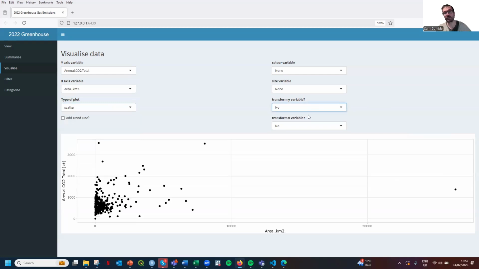And let's start out with no transformations just to see how this looks, because looking at my scatter plot of area versus CO2 emissions, everything gets squashed into this bottom left-hand corner, and it's very hard to work out any sort of relationship at all between the variables. I might be tempted to try and overlay a trend line onto this particular scatter plot just to get a visual idea of, is there a trend? Because I can't really tell right now.